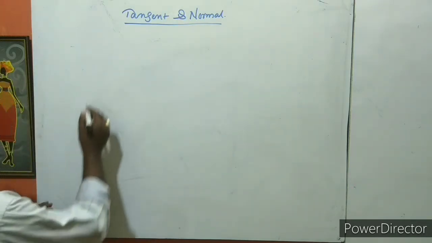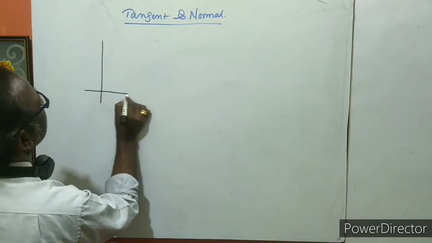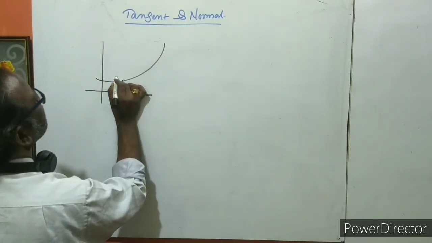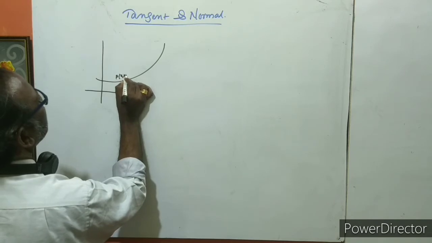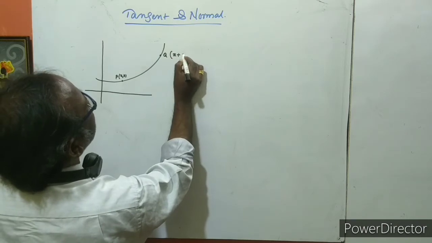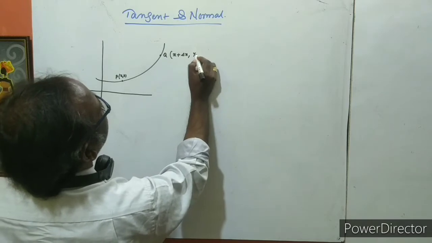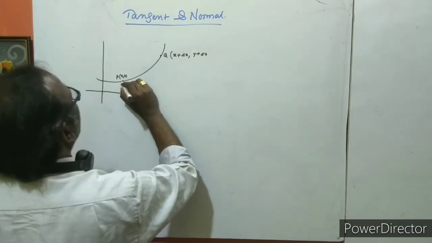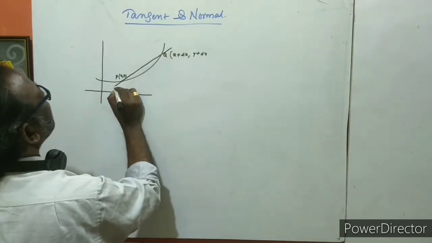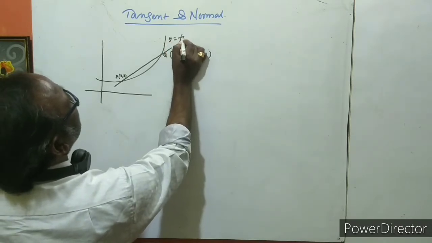Okay, then see, let us take a curve. This is the y-axis and this is the x-axis, and this is a curve. Here is a point P, that is (x, y). Now join it with the point Q, that is (x plus del x, y plus del y). These are joined by PQ, and this is a chord. Let us assume this curve is y equal to f(x).